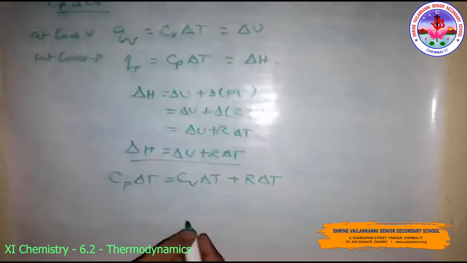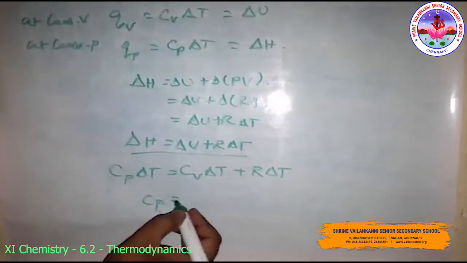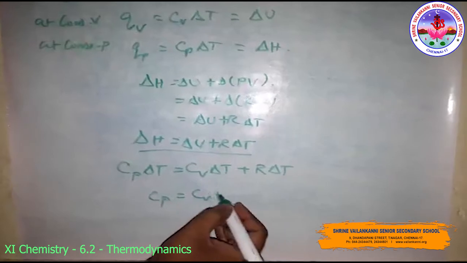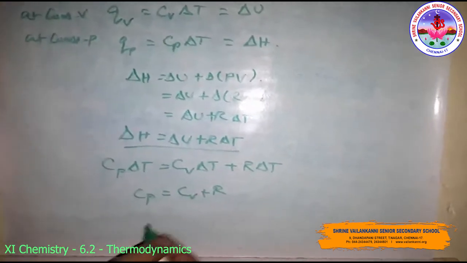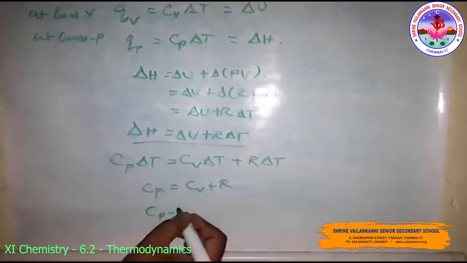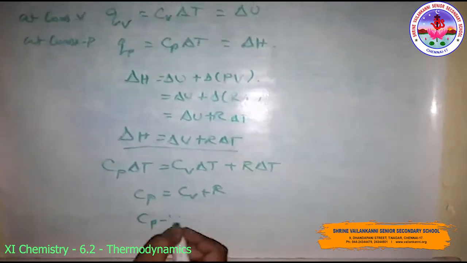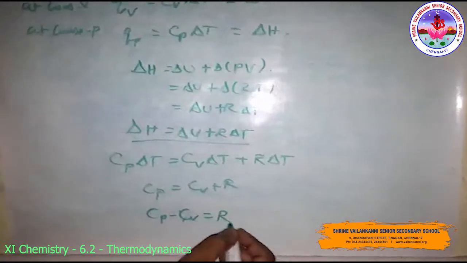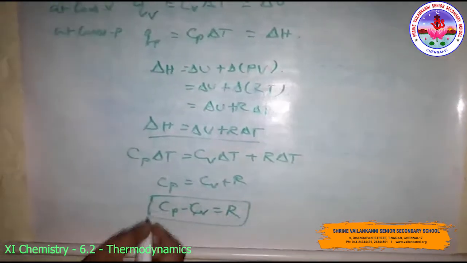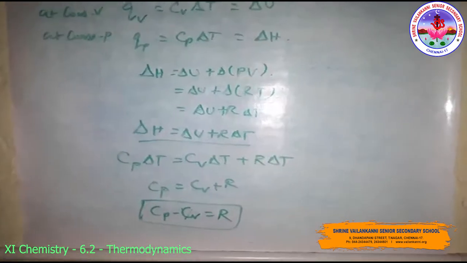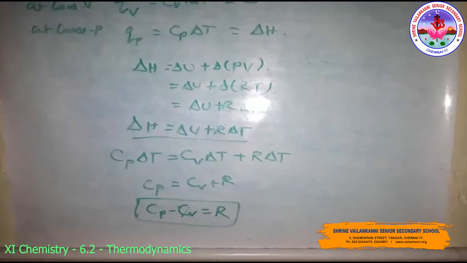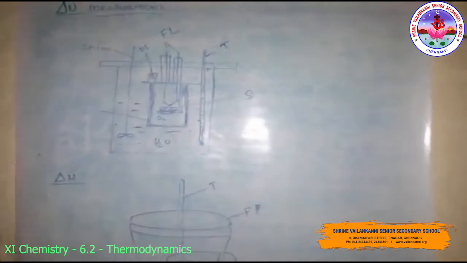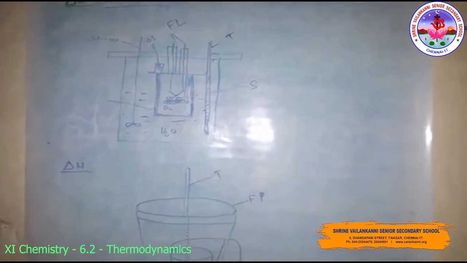This means Cp is equal to Cv plus R. That means all the delta T's are removed. Then Cp minus Cv is equal to R. So this is the relationship between Cp and Cv. Then next is the measurement of delta U and delta H in a calorimeter.